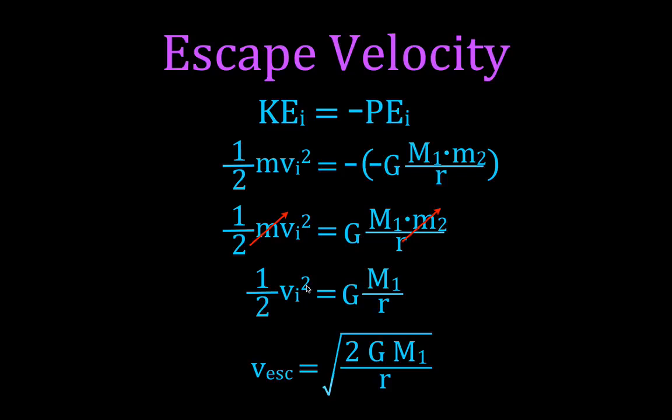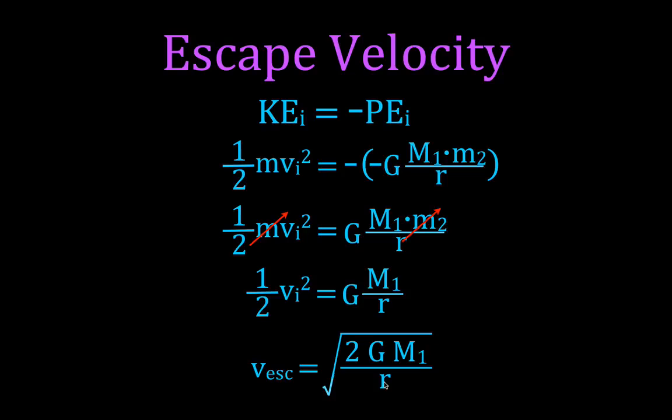And I get that the initial velocity, which is really the escape velocity, that's the escape, is equal to the square root of 2, because I multiplied both sides by 2. And I took the square root of both sides, so it's the square root of 2 times g, the gravitational constant, times m1, the mass of the central object, divided by r, which is the distance between those two objects. And if we're talking about Earth, then this would be 6.67 times 10 to the minus 11, that's the gravitational constant. This would be the mass of the Earth, 5.98 times 10 to the 24th. And this is the radius, the distance from the center of Earth to out to the object.